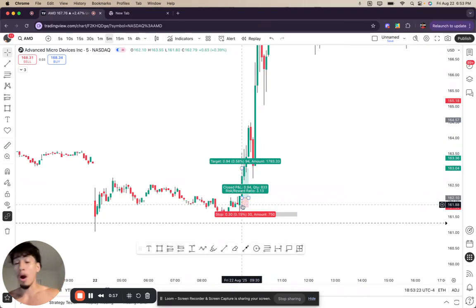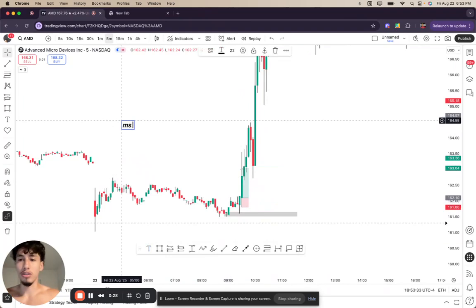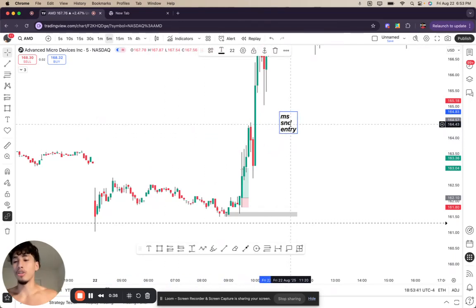But let me break down why I got in this trade and why I got out at the specific zone that I got out at, and break everything down. So let's start off with the first thing. First things first, market structure. Second thing, supply and demand. Third thing is going to be entry. So I'm looking for these three things whenever I'm entering a trade.